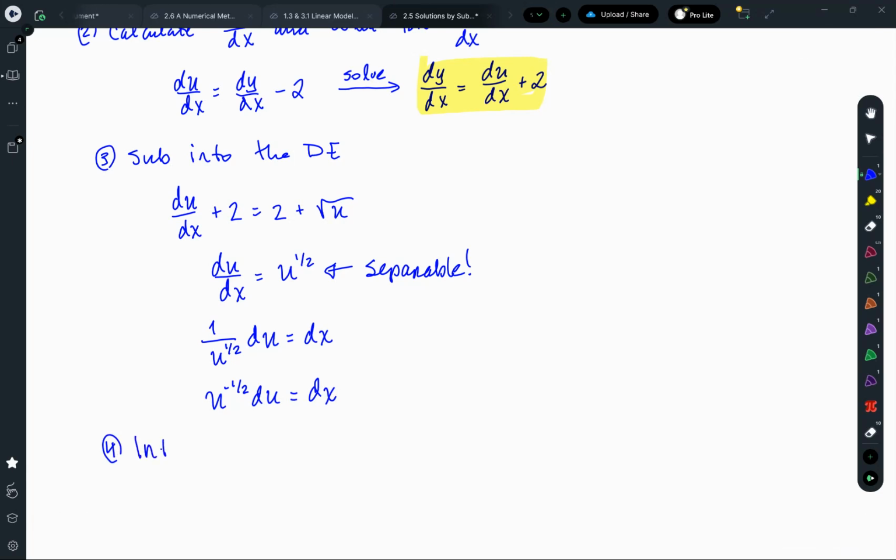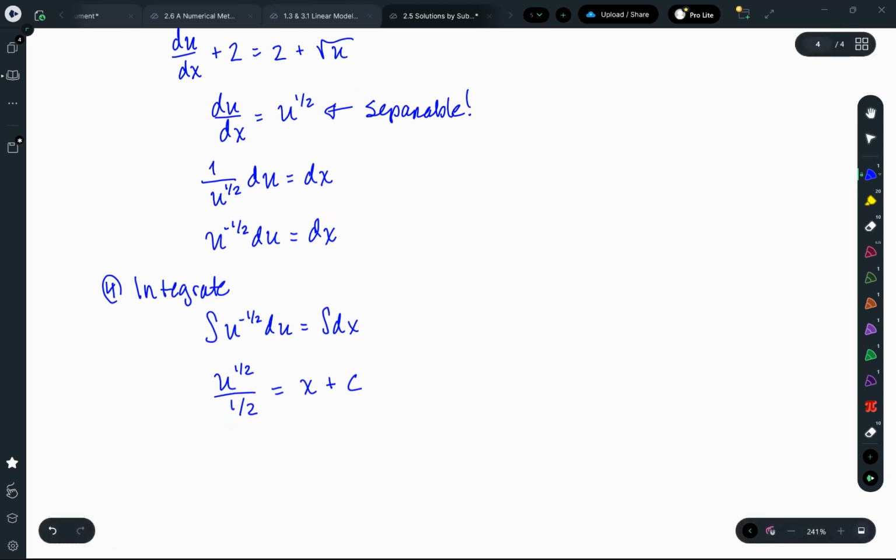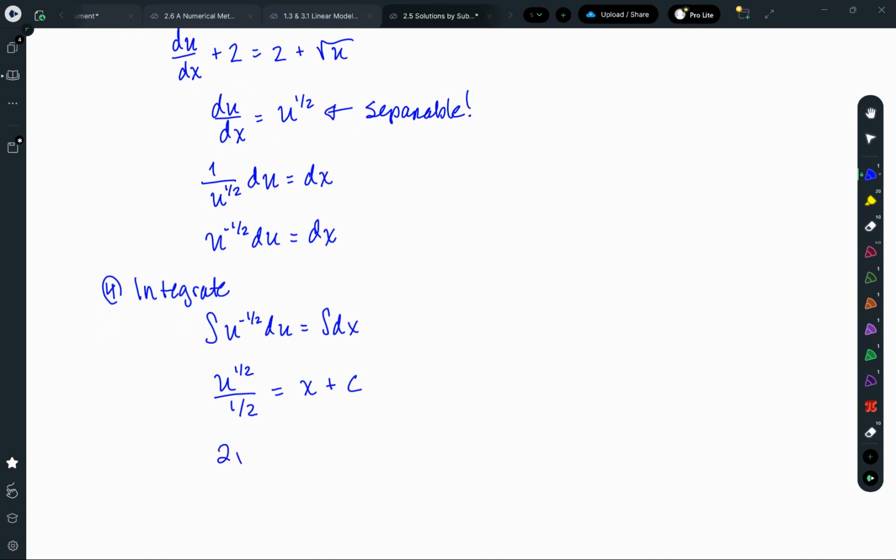Now I can integrate. So the integral of u to the minus 1/2 du equals the integral of dx. On the left, we use the power rule. Negative 1/2 plus 1 is a positive 1/2, and so we're going to divide by positive 1/2 as well. U to the 1/2 over 1/2 is equal to x plus c, since on the right we're just integrating a 1. This means that 2 square root of u is equal to x plus c.